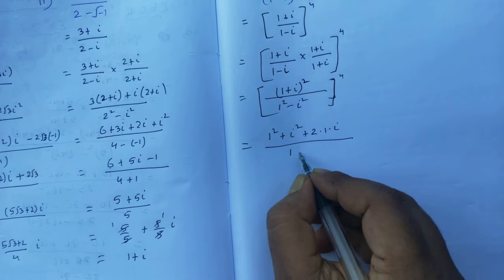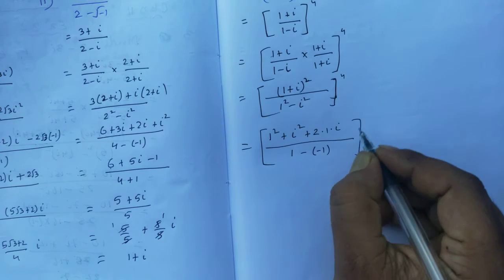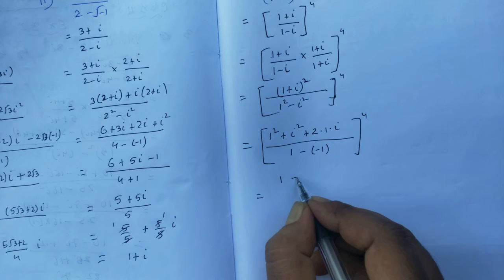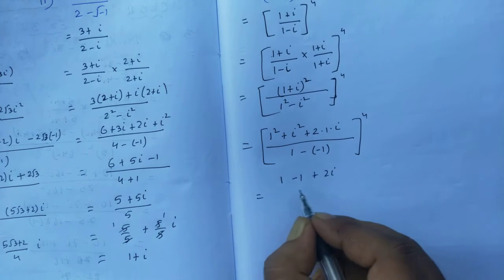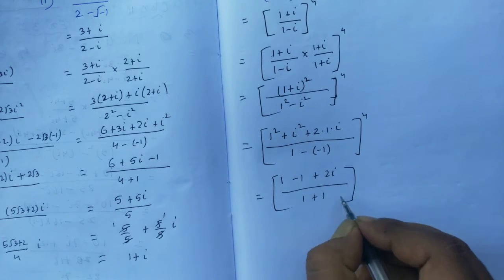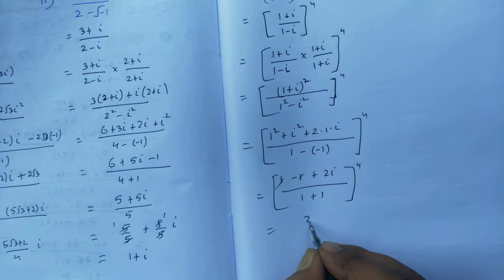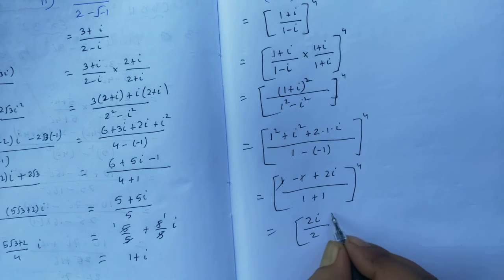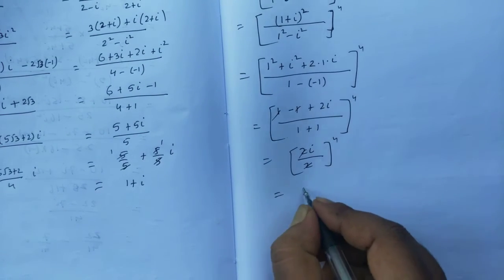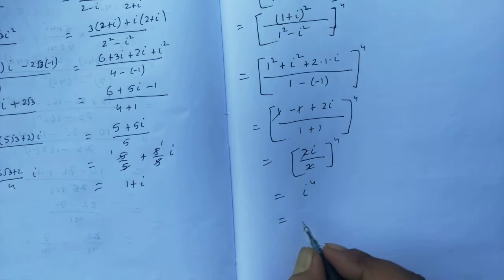Downside is 1 square is 1, minus i square is minus 1. Whole power 4 keep as it is. 1 square is 1, i square is minus 1, plus 2i, 1 plus 1. Power is 4. 1 minus 1 is gone. We are getting 2i by 2 whole power 4. 2 also cancel. You are getting i power 4. i power 4 is positive 1.